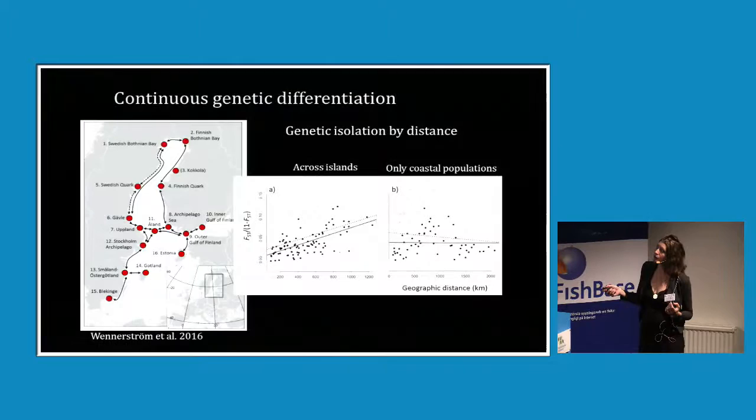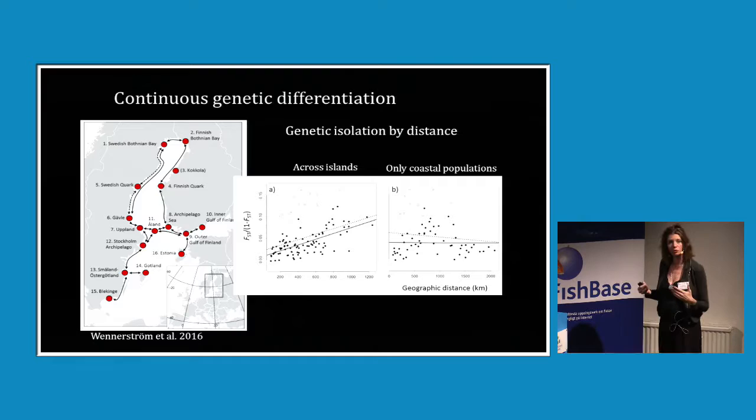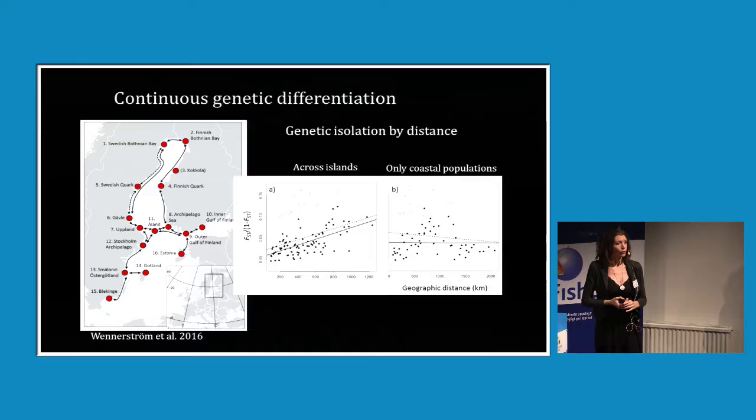It also suggests that deep water, which we find here between Sweden and Åland, doesn't necessarily need to be a barrier for the species to migrate. In some cases, they might be able to cross this deep water, which is a little bit unexpected for a species that is so associated with coastal waters.